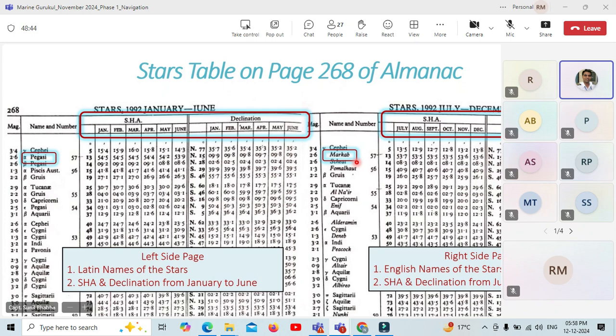So whenever you are required to identify and list down the stars, you will be picking up the English names, irrespective of the month of the year, whether it is January or June or July or December, any month of the year. That means the name from the right hand side page of the table. So if you are picking up the second star, even for the month of January, the star will be named as Markab and not as Alpha Pegasi.